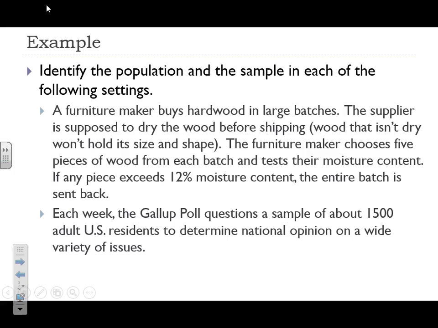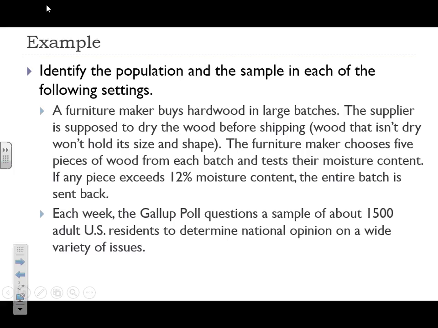So they want to answer a question about every adult U.S. resident. What sample do they take? Yeah, the 1,500 that they actually contact per week. So every week, if they're contacting 1,500 new people, each time they're creating a new sample. So 1,500 adult U.S. residents would be the sample part. Does that make sense?